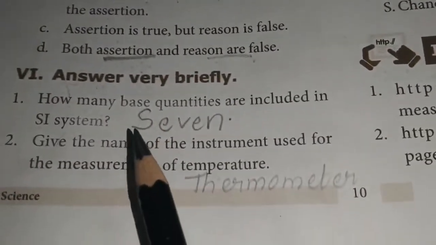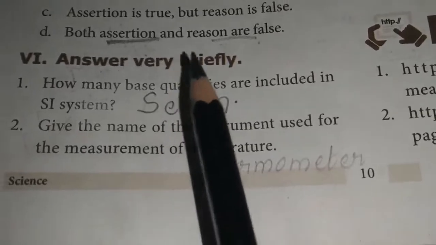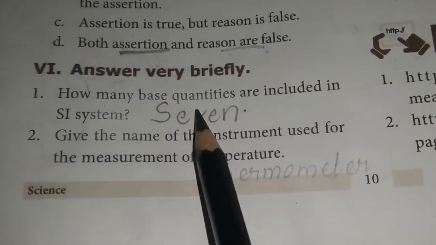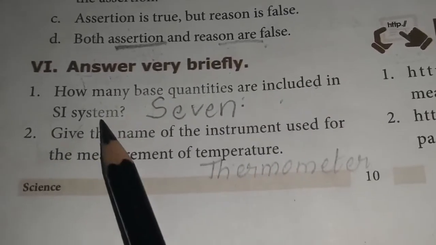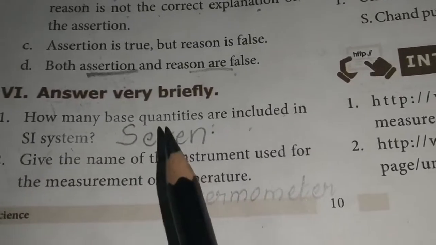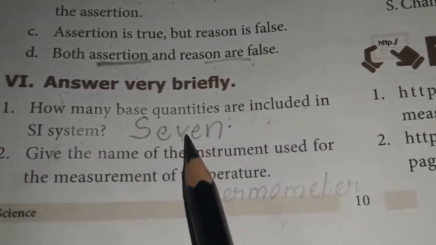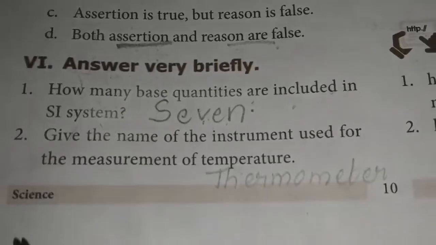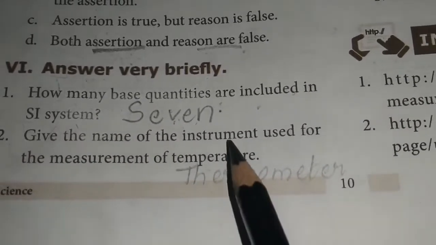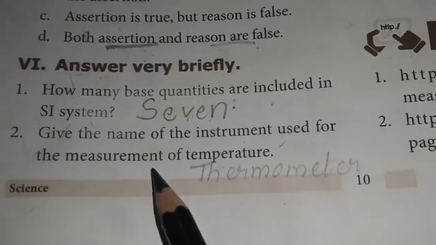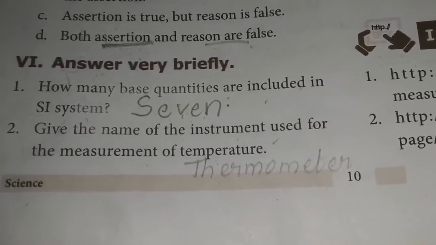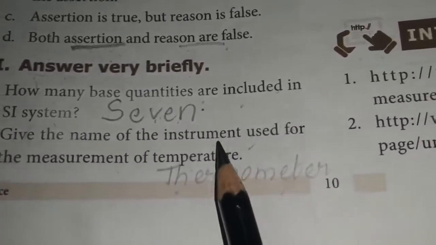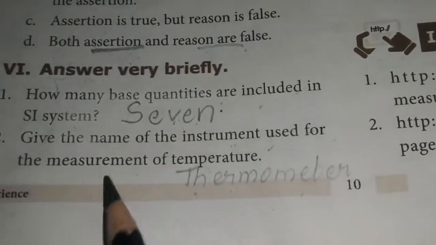And then our next part is answer very briefly. First question. How many base quantities are included in SI system? 7. There are 7 base or fundamental quantities included in SI system. And then second one. Give the name of the instrument used for the measurement of temperature. Answer is thermometer. Thermometer is the instrument used for the measurement of temperature.